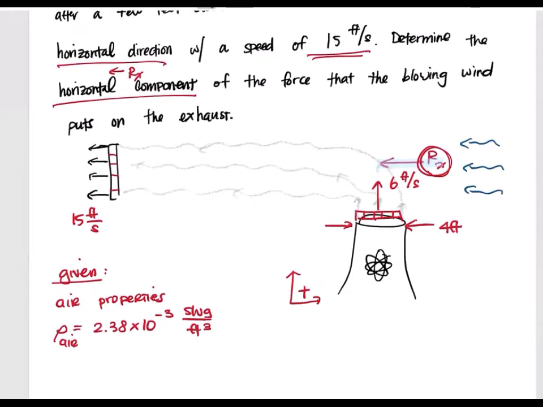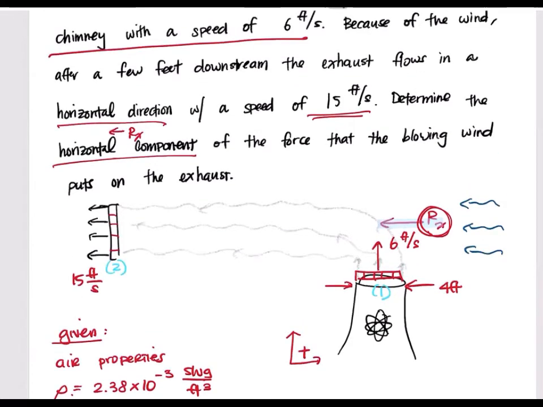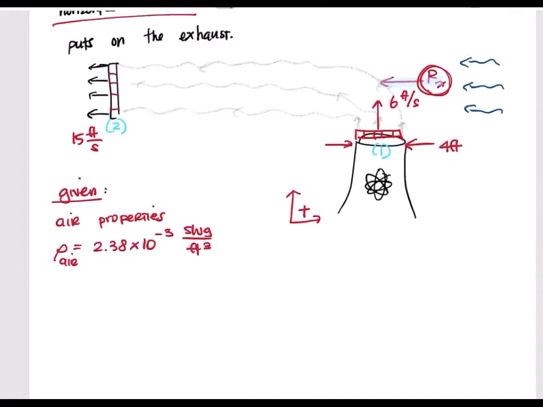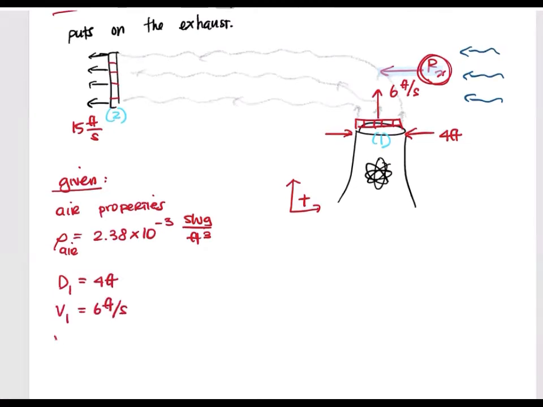Okay, let's label some 1s and 2s. We always go in the direction of flow. So we're starting out here at the chimney and we're going here, downstream. Given that D1 is equal to 4 feet, that V1 is equal to 6 feet per second, and we're given that V2 is equal to 15 feet per second.